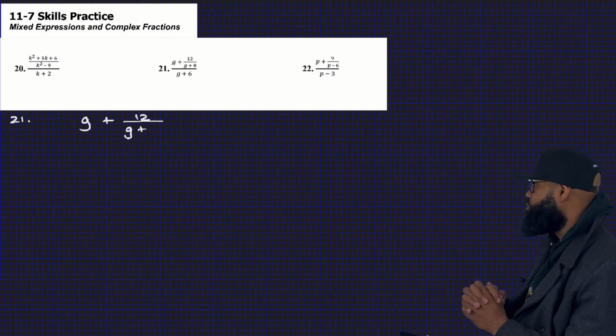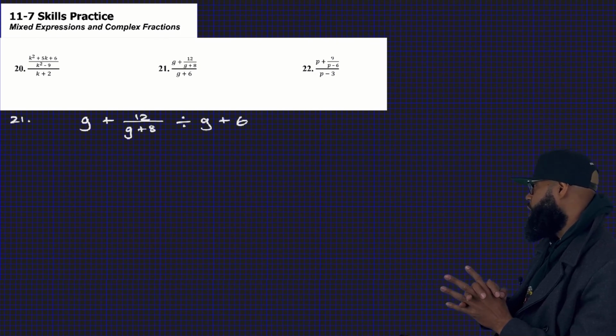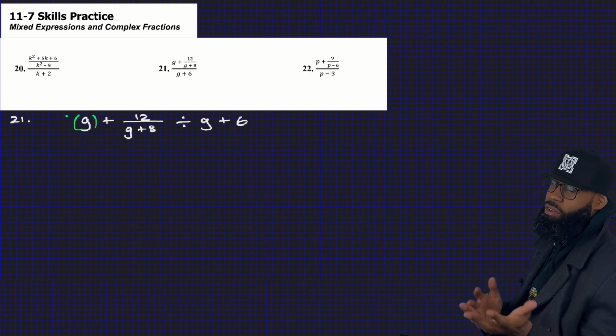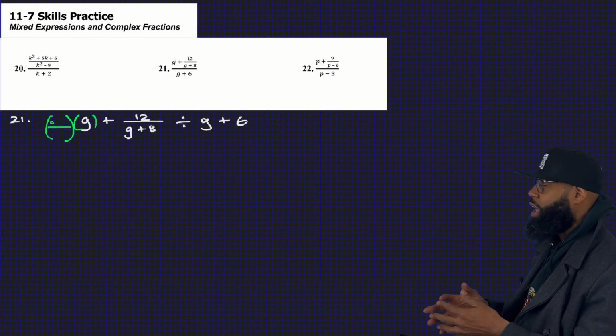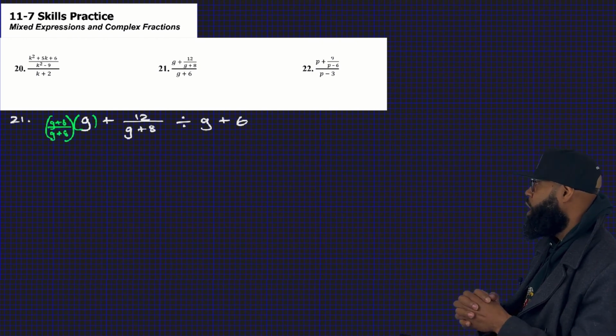So for 21, I've got g plus the term 12 divided by g plus 8, all divided by g plus 6. So again, reading it and understanding, because if I wasn't talking to you guys right now, I wouldn't be saying this out loud. I'd just be writing it out. And how I say it in my head makes plenty of sense. But I've got to say it to you so that you understand.